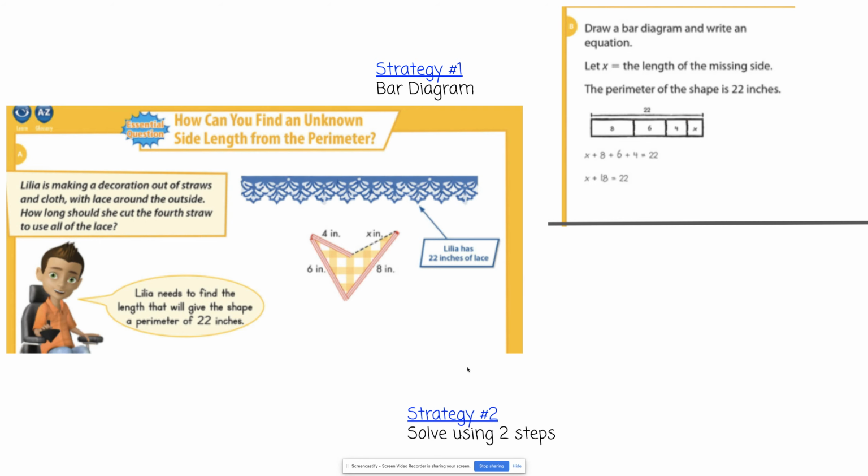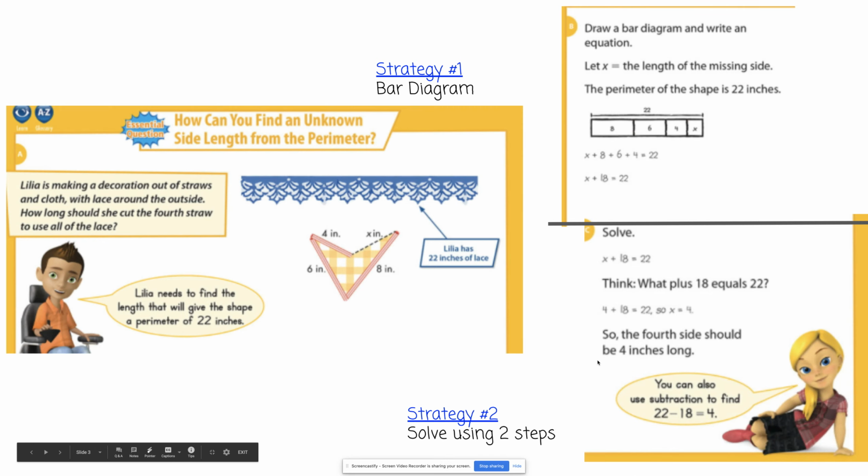I could use a different strategy. I could do it in 2 steps. 2 steps would look more like this. X plus 18 equals 22. 18 is from getting the numbers 8, 6, and 4, putting that together, and then the total is 22. But then I need to find out using subtraction. 22 minus 18 equals 4. So the answer would be 4 inches for that missing side.